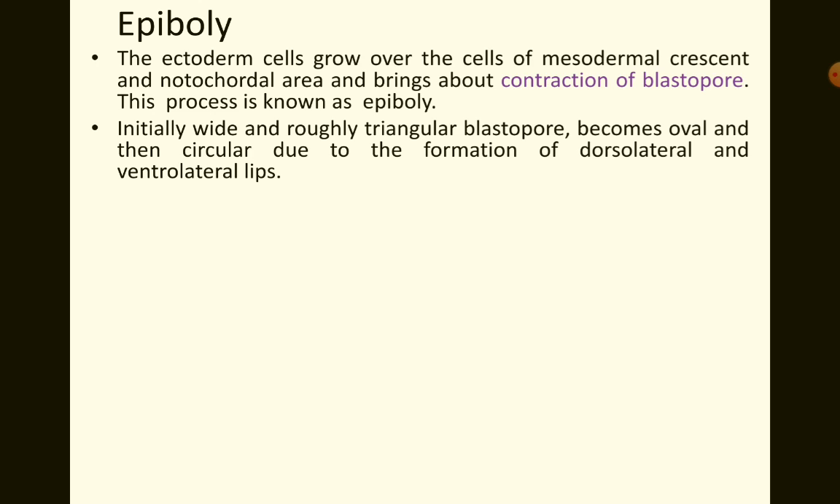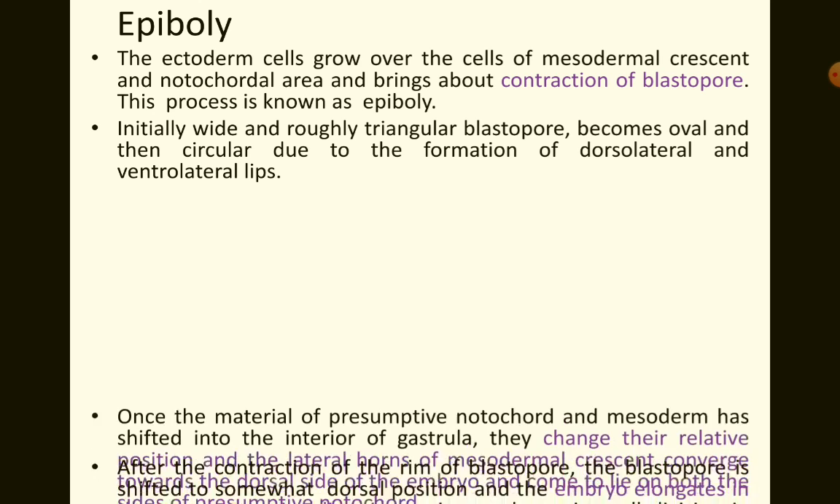Now the third morphogenetic movement that is seen is epiboly, in which the ectodermal cells grow over the cells of this mesodermal crescent and the notochordal area, and bring about the constriction of the blastopore. This outward movement of cells is what is called epiboly. Now this blastopore, initially, will be very wide and roughly triangular, and then it slowly becomes oval, and it finally becomes circular due to the formation of the dorsolateral and ventrolateral lips of this blastopore, and finally it closes.